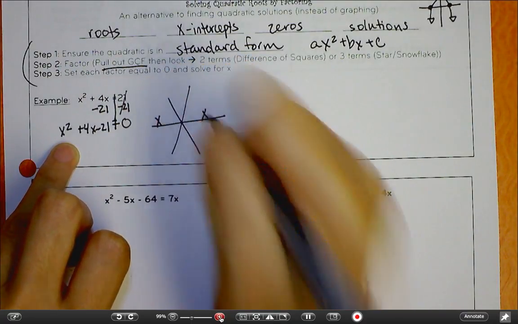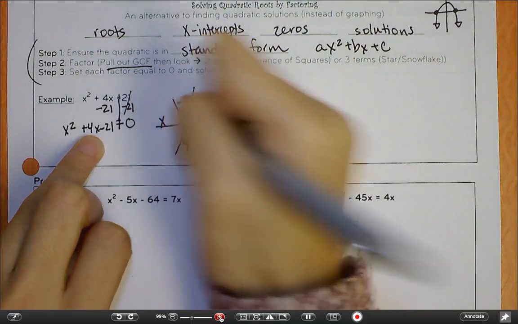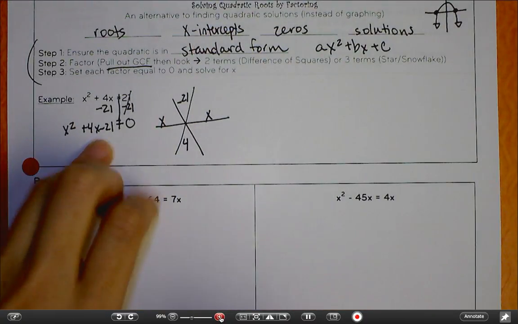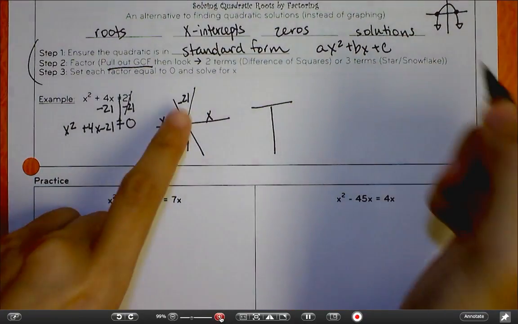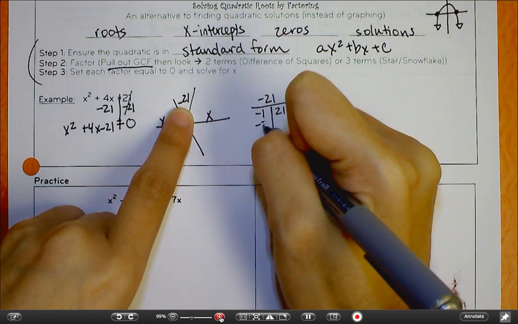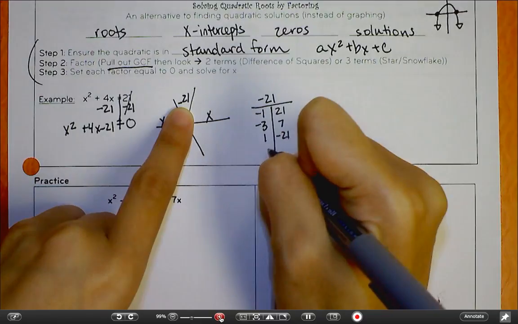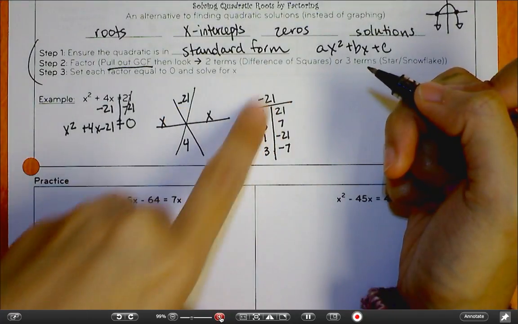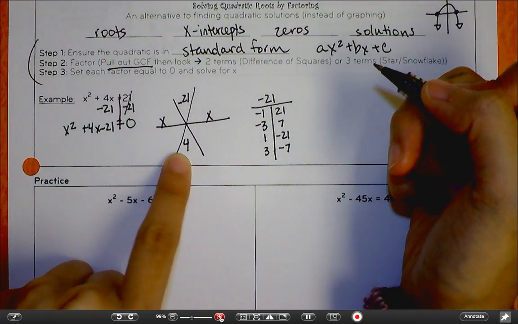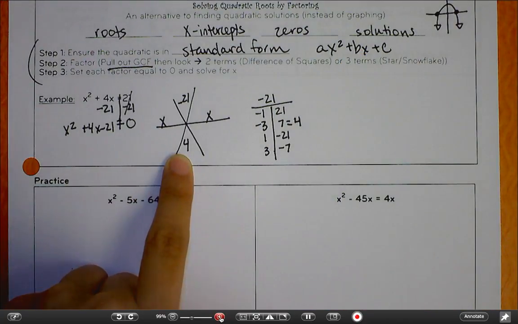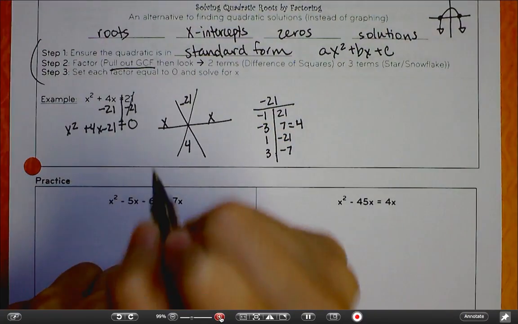Go ahead and put x on the wings, b on the bottom. Make sure you carry that sign over. That's a negative 21. I'm going to put c on top. Now I need to find factors of negative 21. That's negative 1, 21, negative 3, 7, 1, negative 21, 3, negative 7. So here are all the factors of negative 21 that could work, but I need to find one that's going to give me 4. Negative 3 plus 7 is going to give me positive 4. At this point, use your calculators to help you with integers.